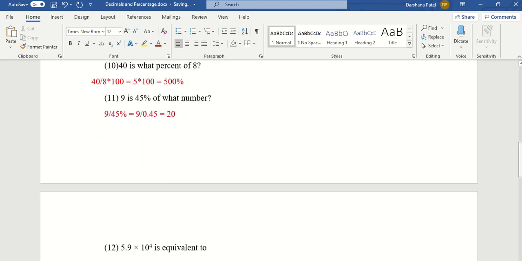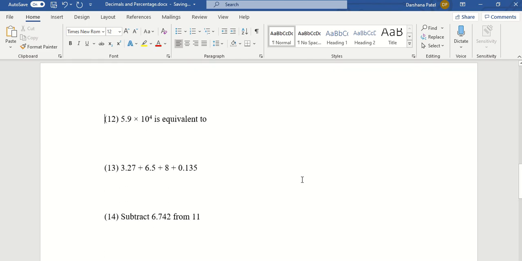Next one here now, we are given 5.9 times 10 to the 4, and we are asked to write it into equivalent number. So if you were to write this in standard form, this is scientific notation. If you were to write it into standard form, we move 4 decimal to the right, so we get 59,000.